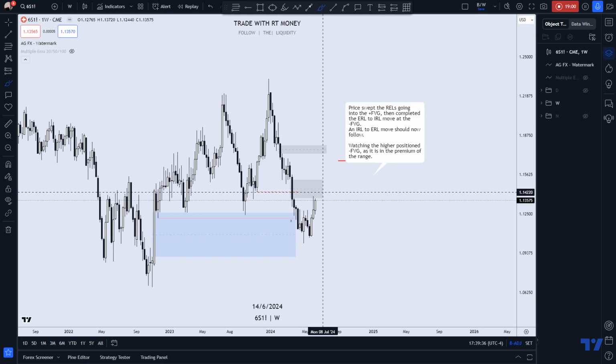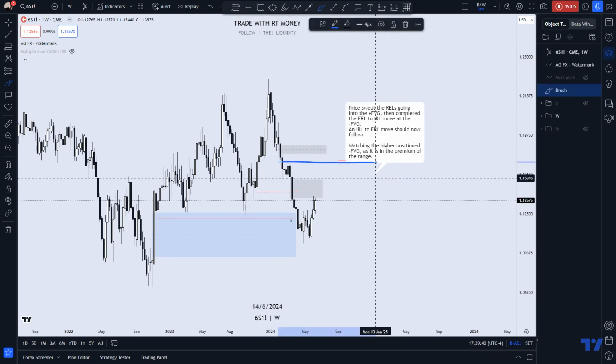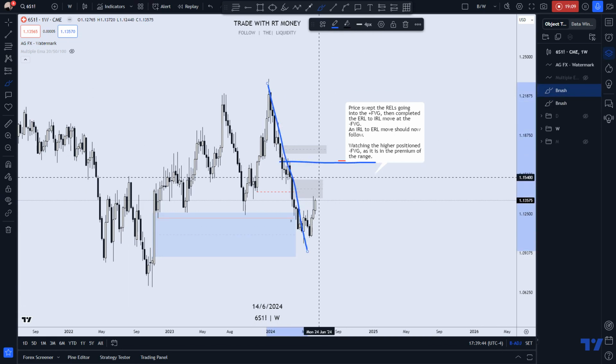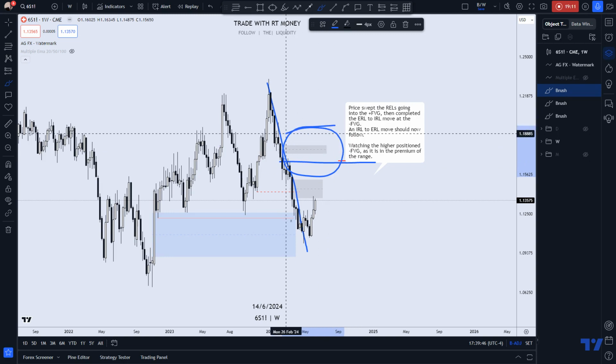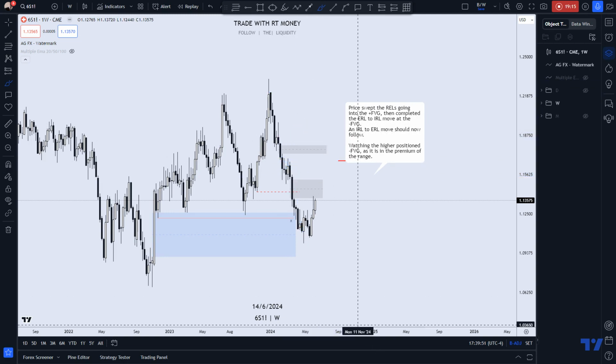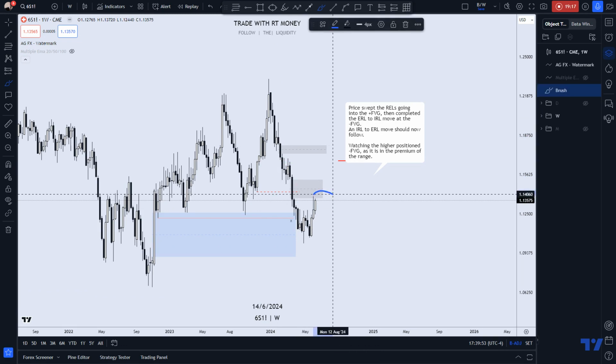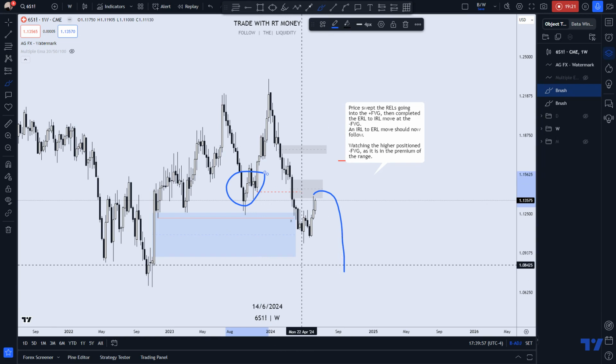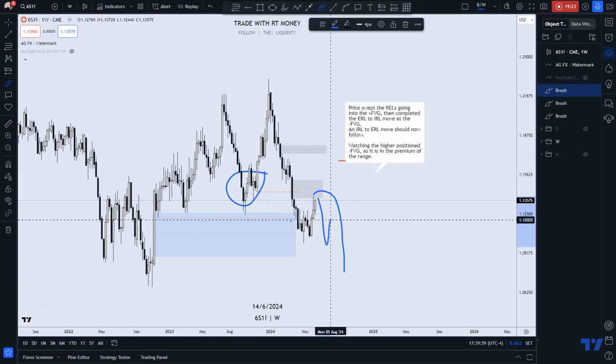But I'm looking for price to possibly go back into the 50 percentile of this trading range, back into premium prices. I'm looking at this fair value gap right here. Really, that's what I'm keeping my eye on. But price may turn around here, because it may be testing these lows. So we'll see how it acts at the beginning of the week.